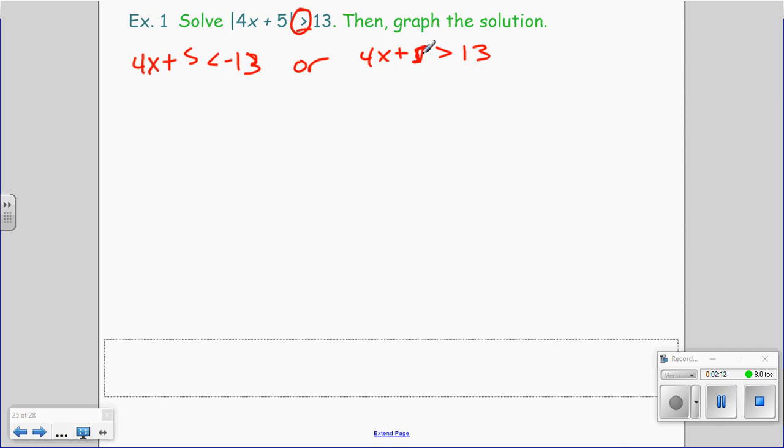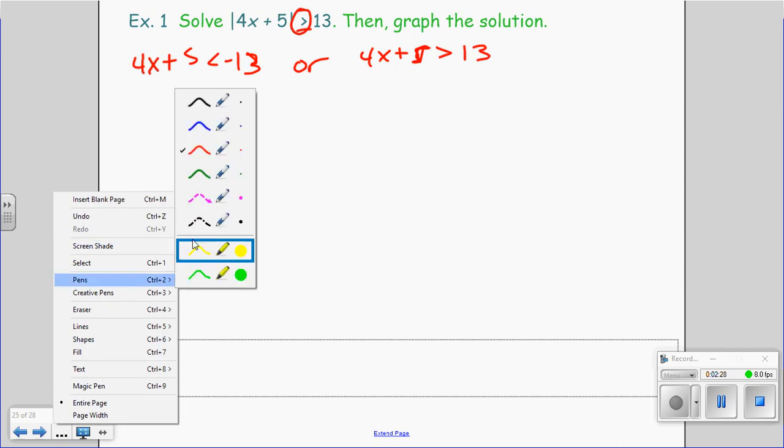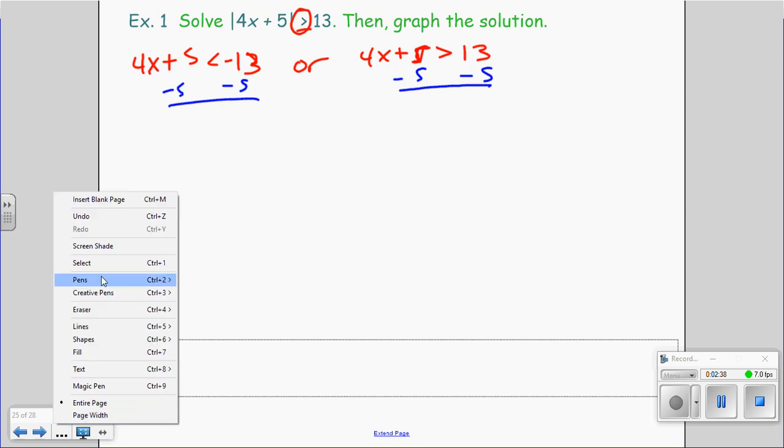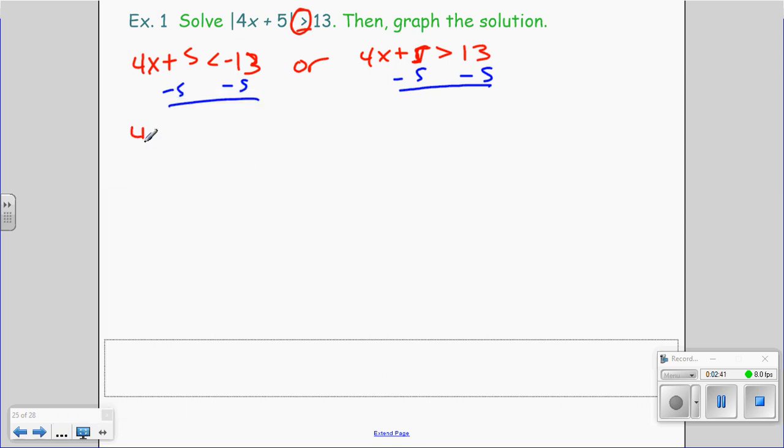So it's similar to last time. You do have a negative version and a positive version. You're always going to be smaller than the negative version, but greater than the larger version. I mean, greater than the positive, sorry. And then solve it like we've done in the past. So I'm going to subtract 5 in both instances. When I subtract 5 on the left, I would be left with 4x is less than negative 18. On the right, I would have 4x is greater than 8.